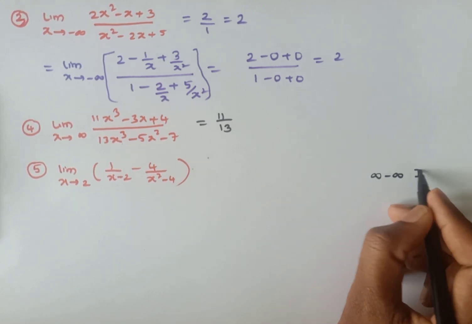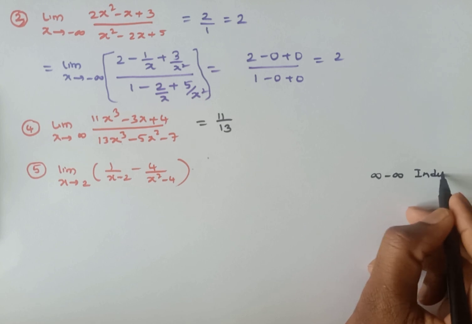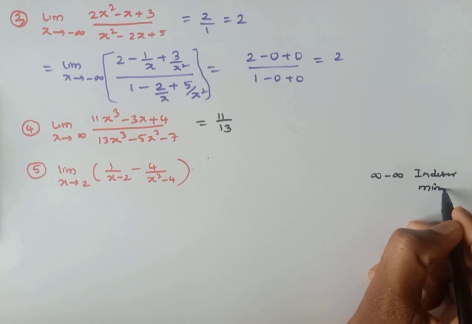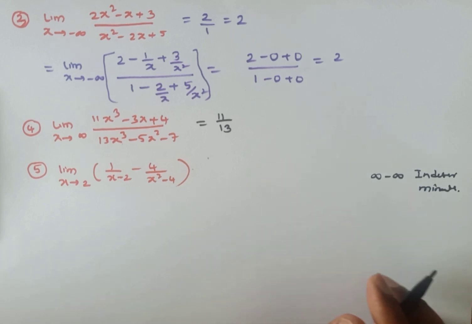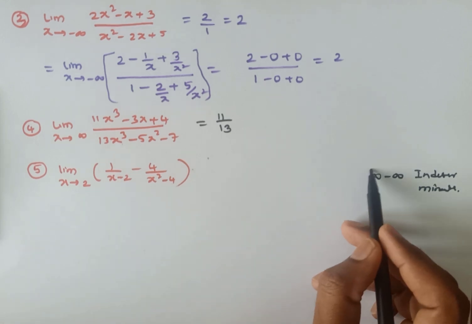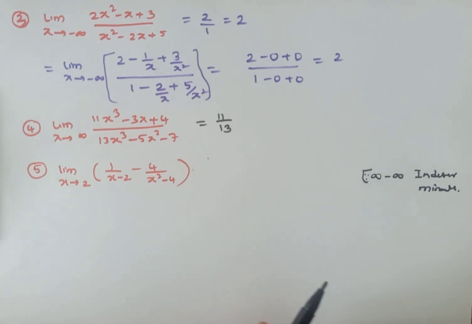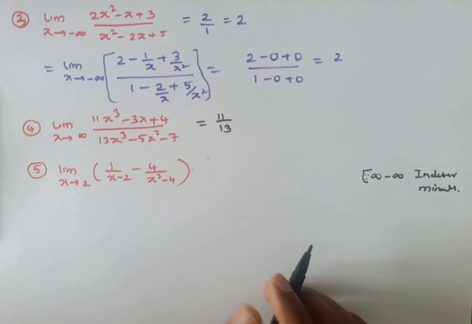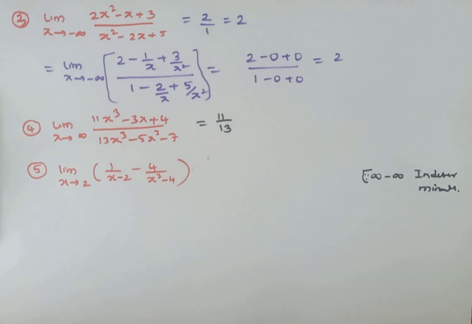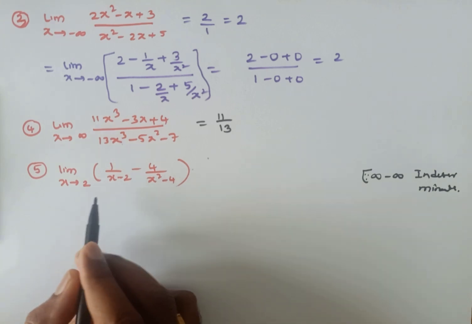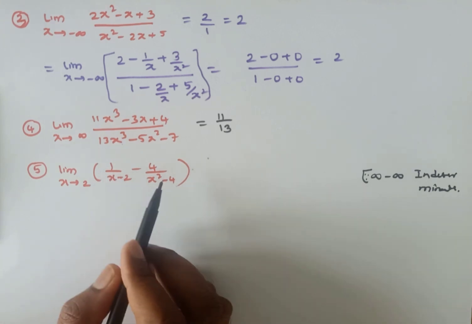This is also an indeterminate form, like 0/0 or infinity by infinity. This is also one type of indeterminate form, infinity minus infinity. Infinity minus infinity is not 0, that is indeterminate. Now try to factorize this part and this.